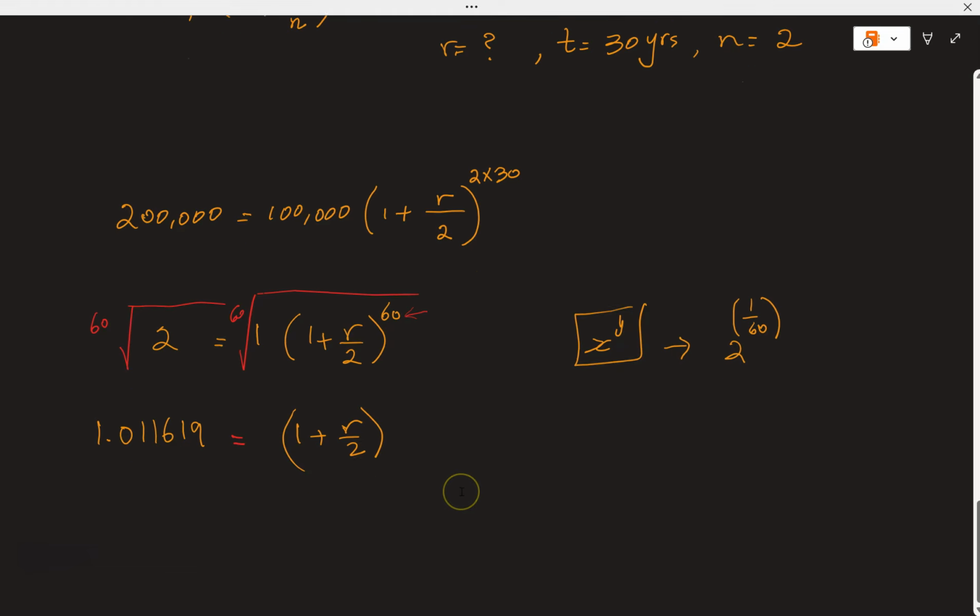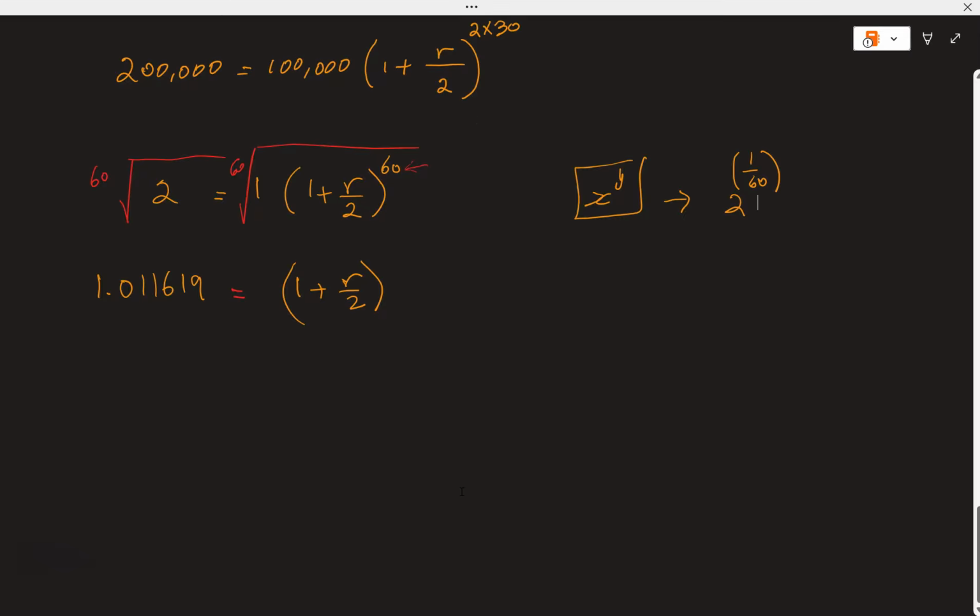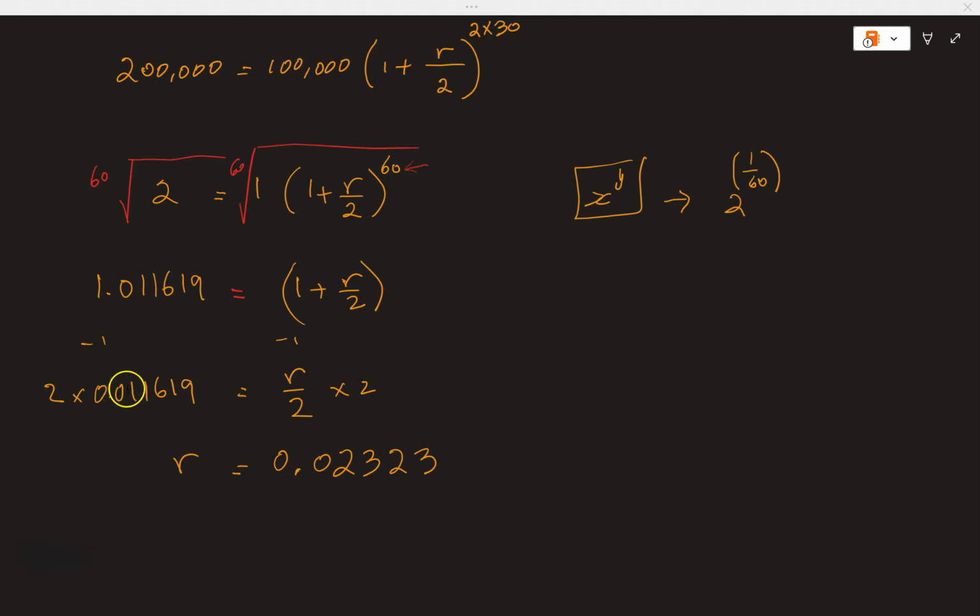Now we're going to subtract 1 from both sides. That's just easy to do, and then we're going to rewrite. So we have 0.011619 equals r over 2, and then to solve for r you multiply both sides by 2, and then you get r equals 2 times that value. I did make a mistake here. I should have had one extra 0 in front, 0.011619. So I actually made the correction here.